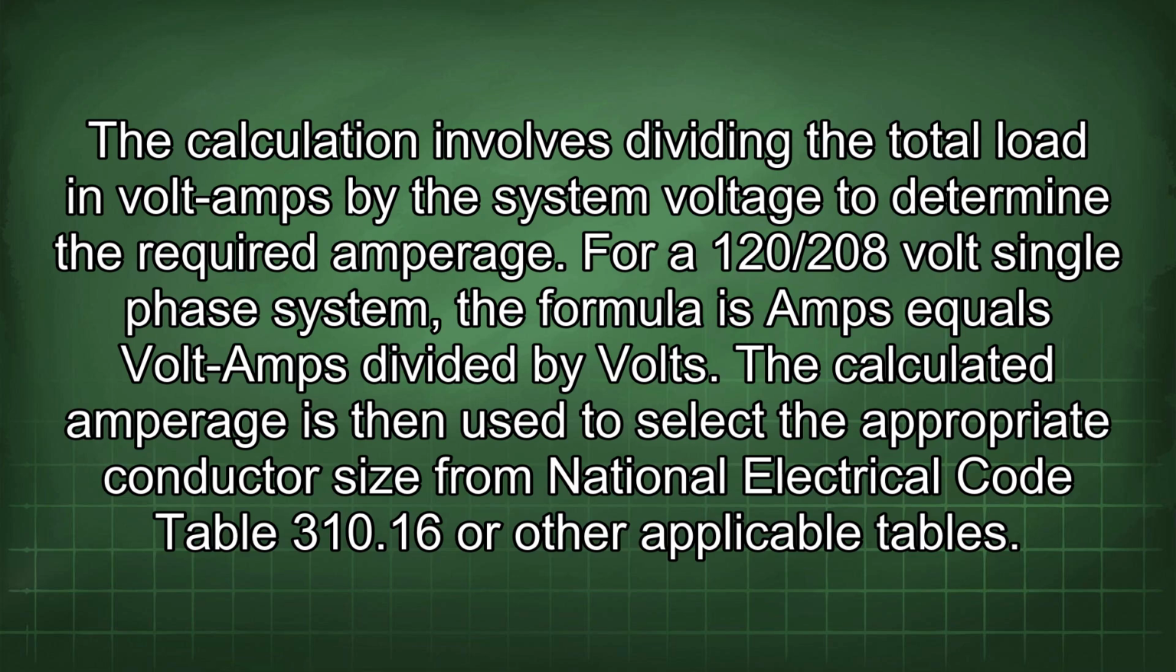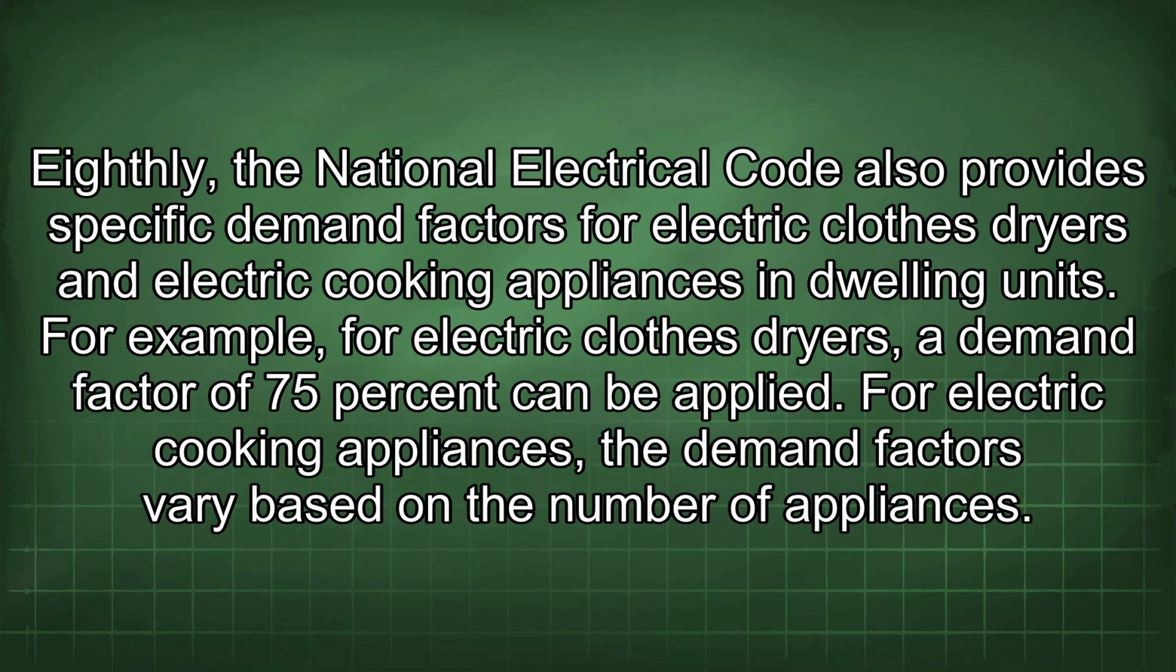Eighthly, the National Electrical Code also provides specific demand factors for electric clothes dryers and electric cooking appliances in dwelling units. For example, for electric clothes dryers, a demand factor of 75% can be applied. For electric cooking appliances, the demand factors vary based on the number of appliances.